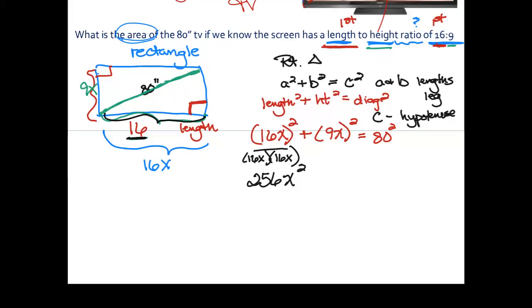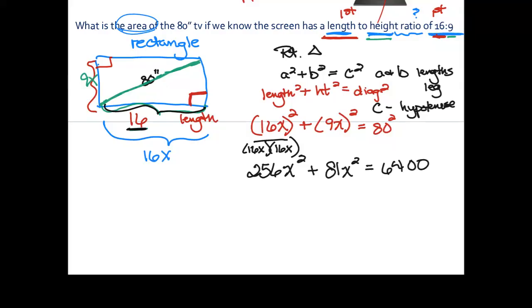So what's 9x squared? Yes, 81x squared. And what is 80 squared again? 6,400? 8 times 8? Yeah, that's what I said.